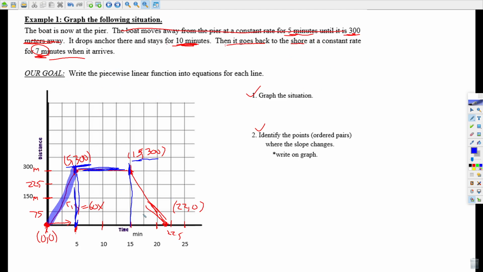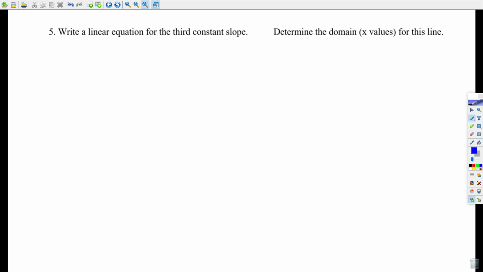So we have one more to do. We're going to do this one here. Now it's going to change and slope downwards, so we should have a negative slope here. We're going from, again, 15,300 to 22,0. Notice when we do these, we're actually reusing some of the same points. We used 5,300 twice, and we're using 15,300 twice. But now it's being paired with a new number, 22,0. So 15,300 and 22,0. Write a linear equation for the third slope.